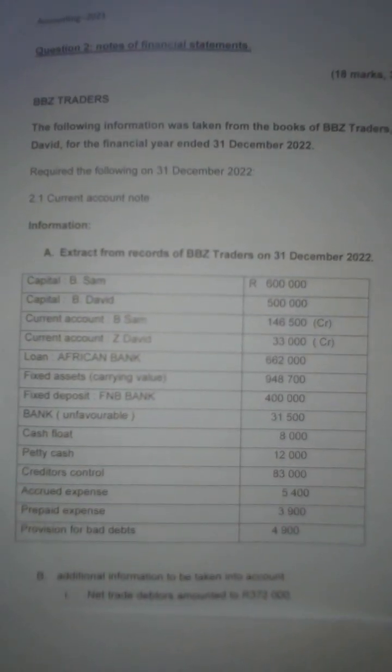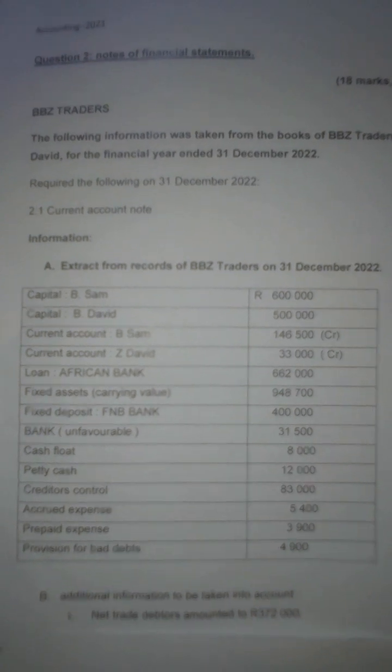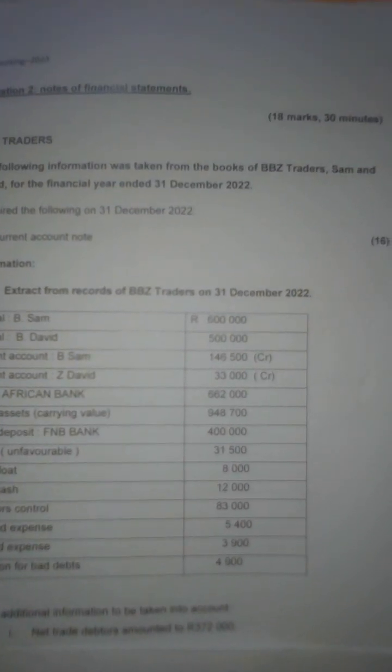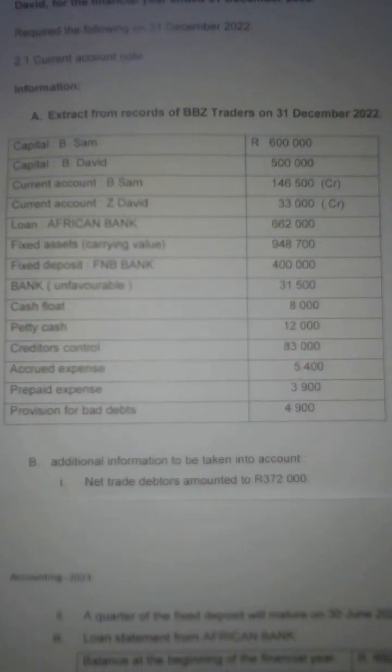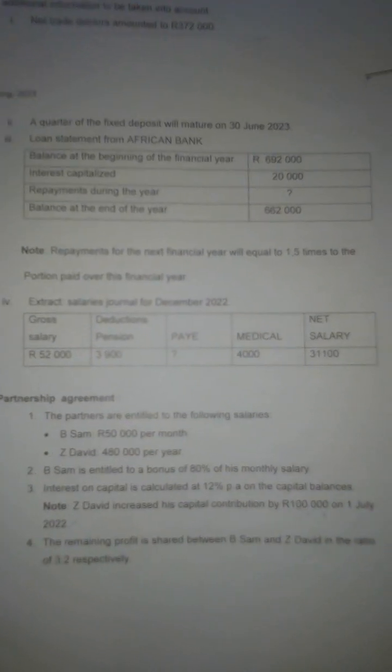Okay, today we are looking at the notes to the financial statements. I've only picked a question that is dealing with the current account. Okay, the note to the current account is one of the key things that you are supposed to understand when it comes to the notes to the balance sheet.